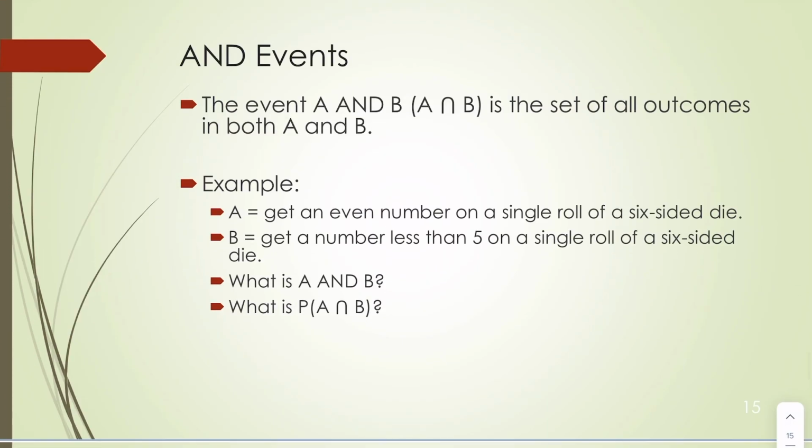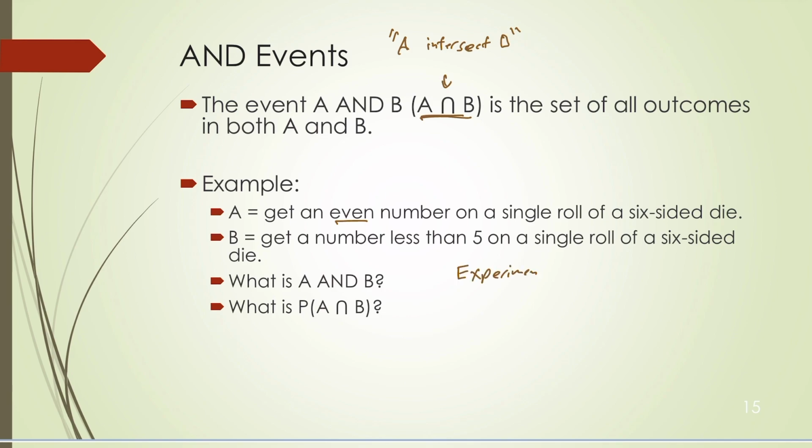AND events. The event A and B, written A intersect B, is the set of all outcomes in both A and B. Here's an example. The event A is I get an even number on a single roll of a 6-sided die. B is I get a number less than 5 on a single roll of a six-sided die.